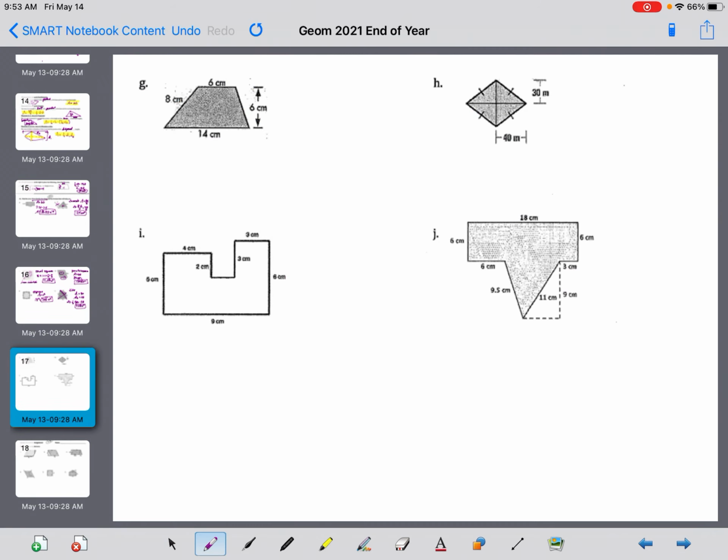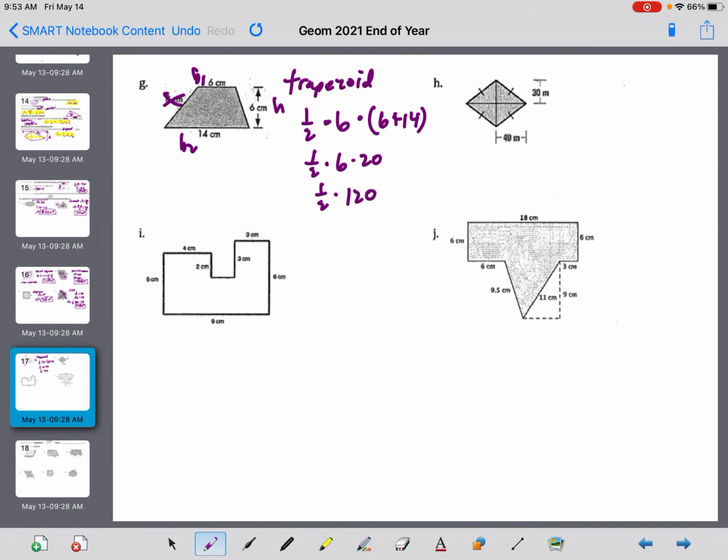And let's see, a few more problems to finish up here. Trapezoid. This one's a trapezoid. This is B1, this is B2. You ignore the 8, this is your height. So you got to do 1/2 times 6 times 6 plus 14. So B1 and B2, the 1s and 2s are just subscripts, okay? So 1/2 times 6 times 20 would be 1/2 times 120, 60 centimeters squared.